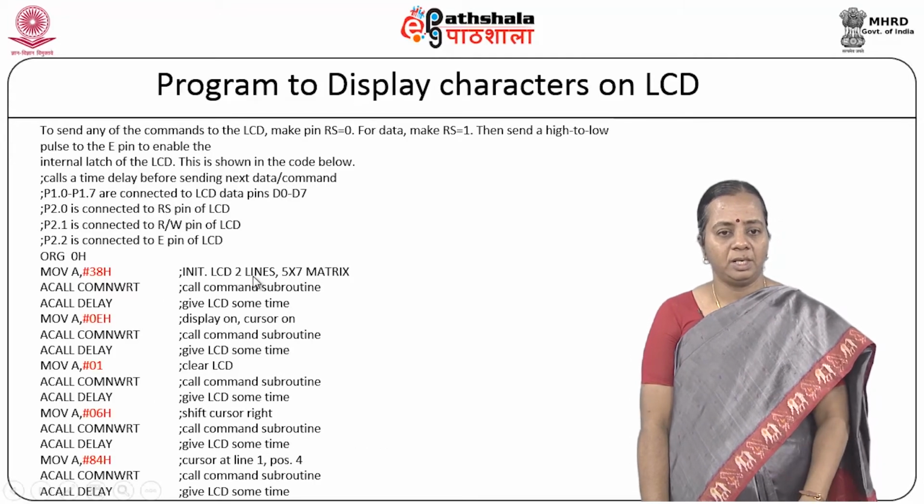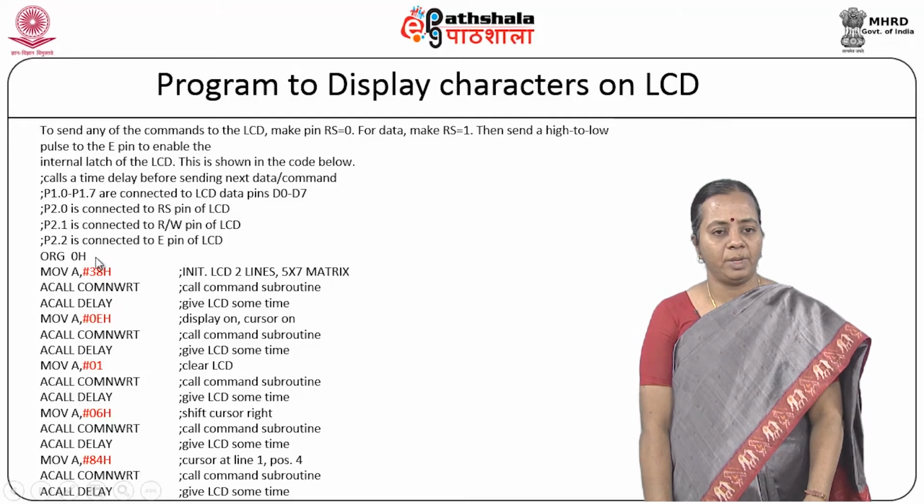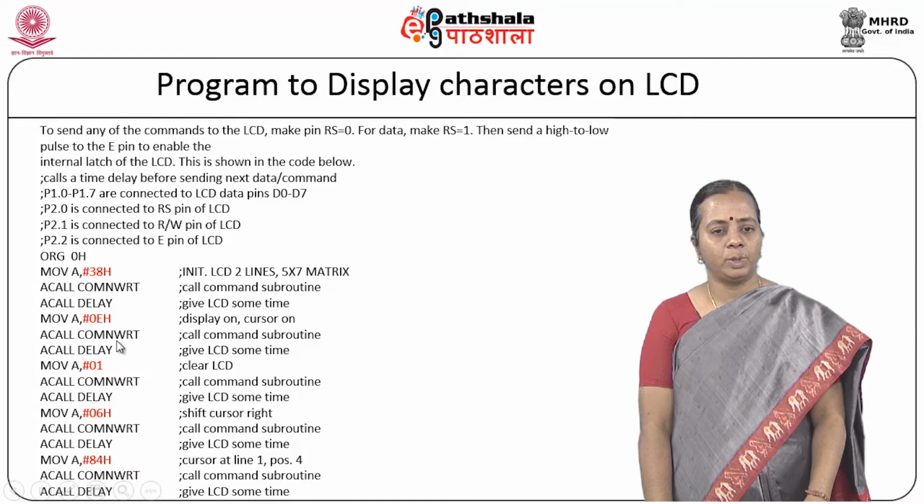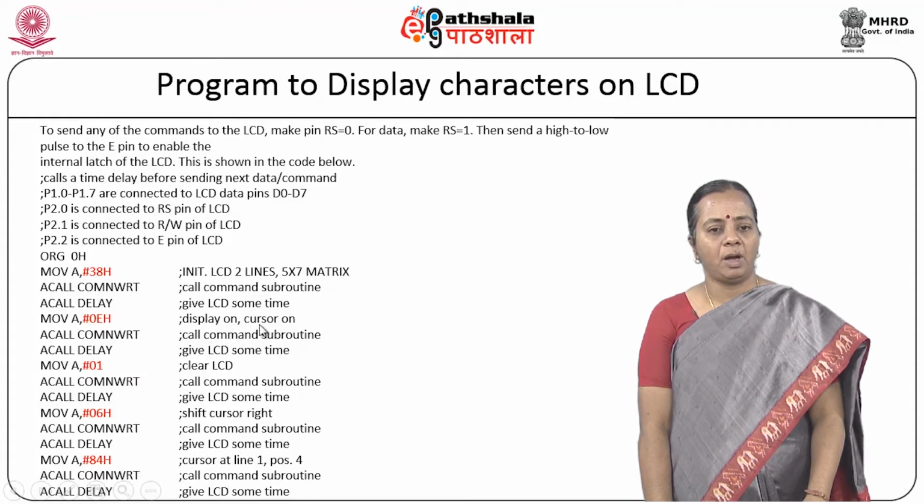Now we see that the delay combined with command write makes the system recognize this particular command, and it makes the 2-line display with a 5 cross 7 matrix. Now, I am sending MOV A, #0E, so display on and cursor on has to be sent. Again I will call command write, which makes the whole procedure again: RS is 0 and E goes high to low, and write is also given. Then a delay is called, so that these 3 things together make the LCD do display on and cursor on.